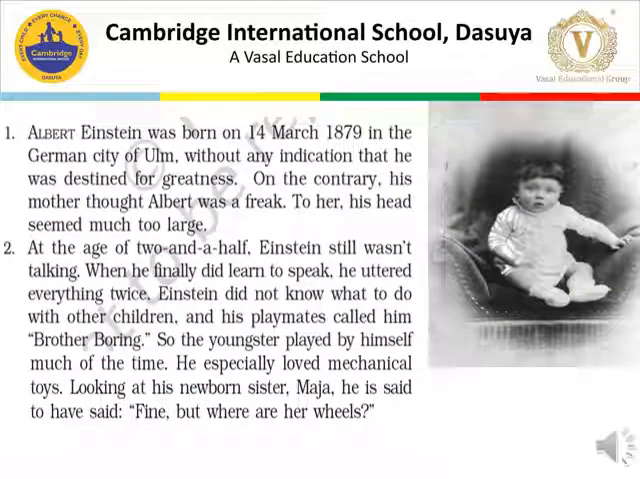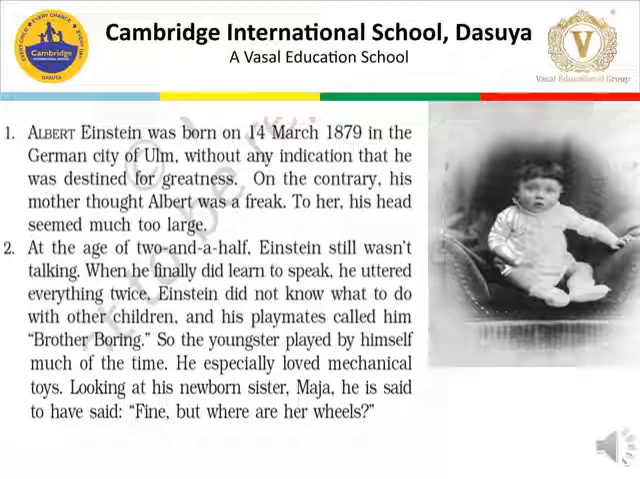Now let us start the chapter. But one gentle reminder, don't forget to underline and note down the difficult words from the chapter. Albert Einstein was born on 14th of March 1879 in the German city of Ulm. His mother also considered him a different child.